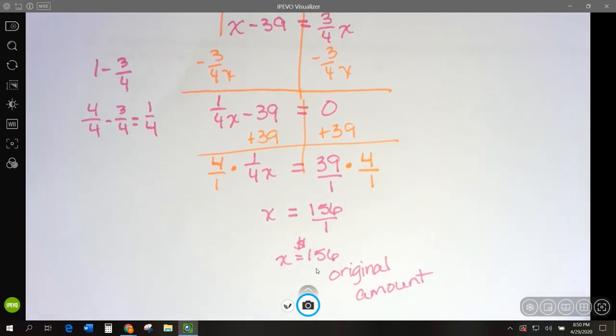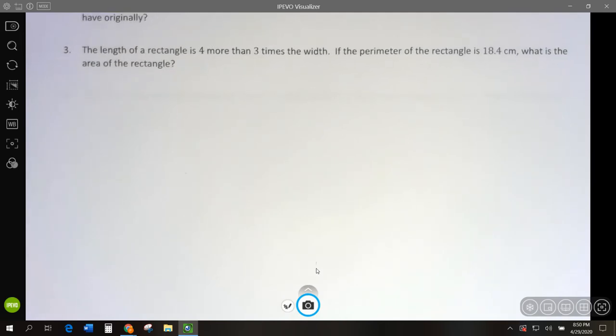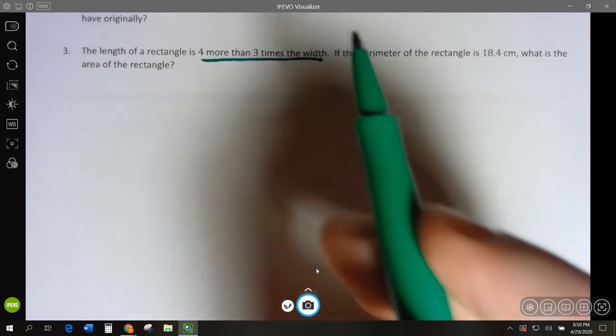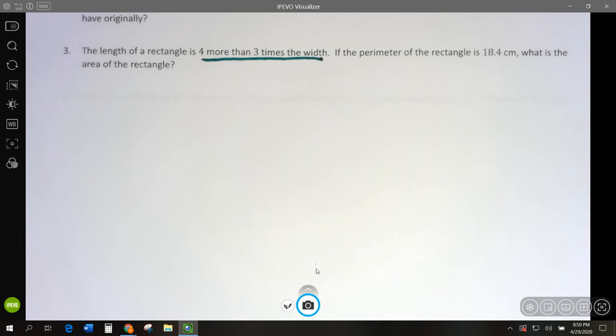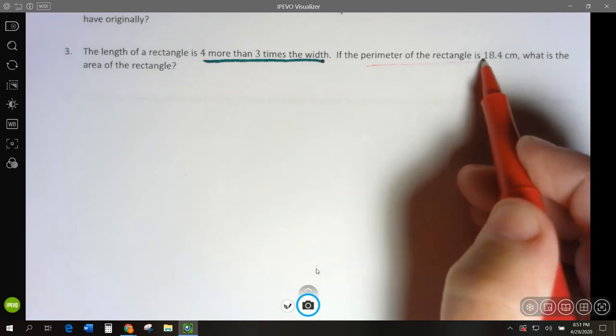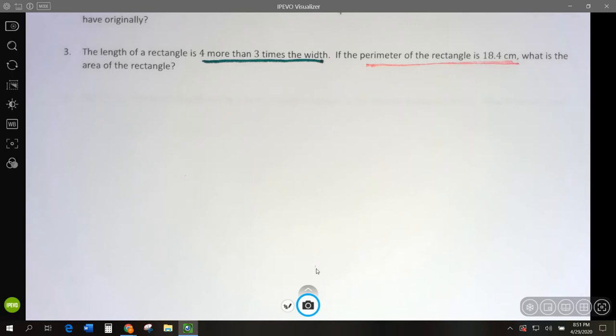Let's go on to problem number 3. Problem number 3 is very complex. Lots of steps to it. So they tell us that the length of a rectangle is 4 more than 3 times the width. Then they tell us the perimeter of the rectangle is 18.4 centimeters. And then what they're asking is, what is the area?